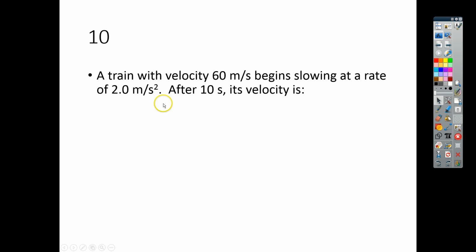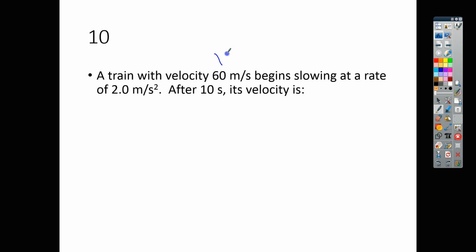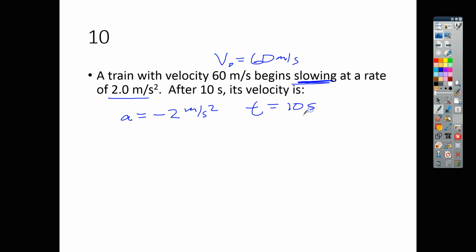And number 10 says a train has a velocity of 60 meters per second. So that's our original velocity. So 60 meters per second. It is slowing at a rate of 2 meters per second. So if something is slowing, we're going to say that that acceleration is negative 2 meters per second squared. And our time here is equal to 10 seconds. They want to know what is the train's final velocity after that period of deceleration.